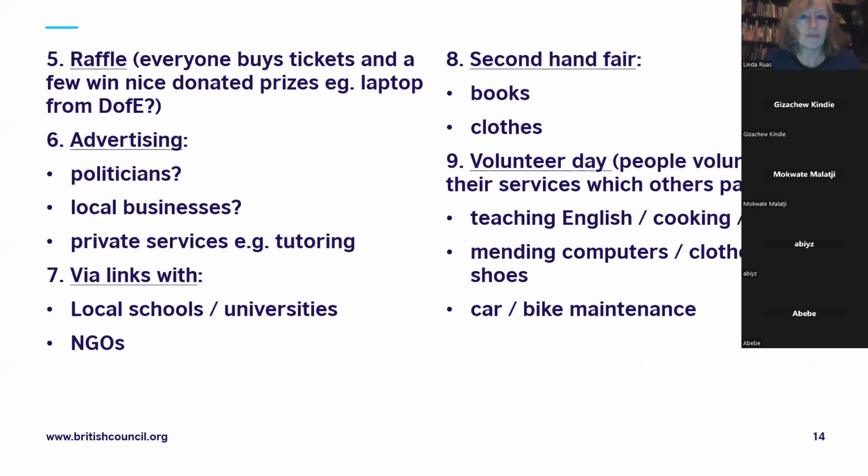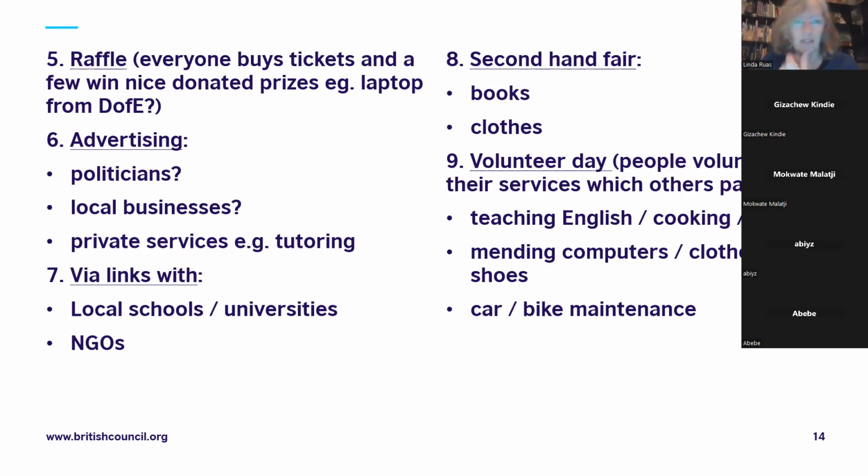Raffle, number 5. Now, everyone can buy tickets. If you can do it online, it's better. You have to have a record of everybody's numbers. But also you need to have a few nice donated prizes that you can win. For example, if you had a laptop from your Department of Education, that would be a brilliant prize, wouldn't it? And people would probably buy lots of tickets for it. You have to balance that though. Don't spend money on the prizes that you haven't got from the raffle yet.